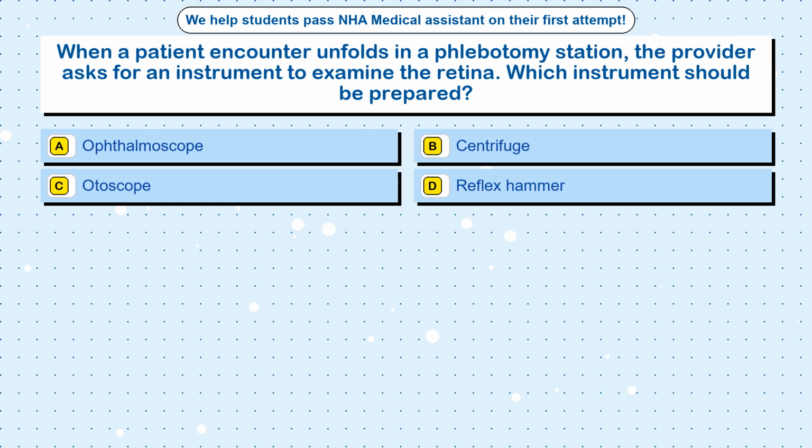Question 30. When a patient encounter unfolds in a phlebotomy station, the provider asks for an instrument to examine the retina. Which instrument should be prepared? Option A, ophthalmoscope. Option B, centrifuge. Option C, otoscope. Option D, reflex hammer.